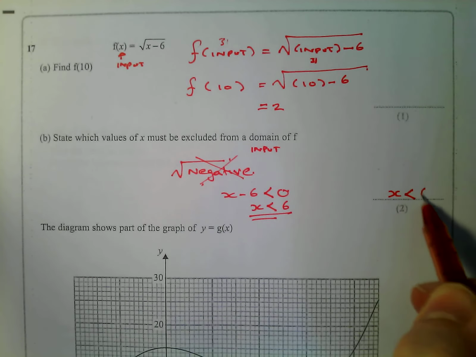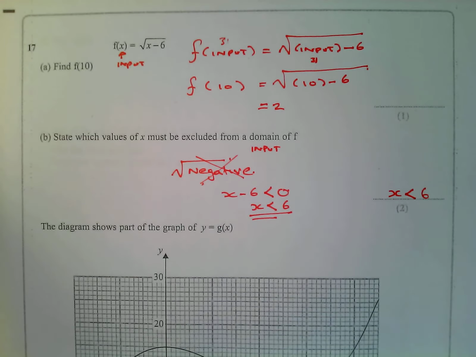And if I solve the inequality by adding 6 to both sides, I find that x must not be less than 6. If x is less than 6, say for instance 5, I'm going to get minus 1, and square root of negative, and I'm going to get math error. So my answer to this question is x must not be less than 6.